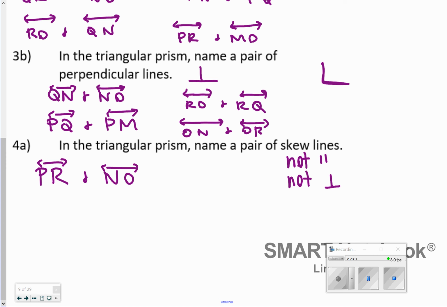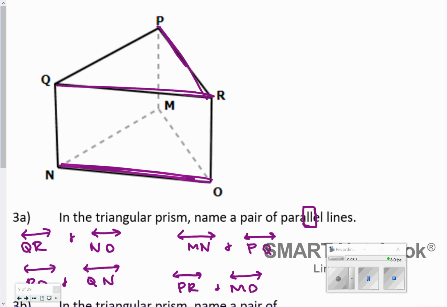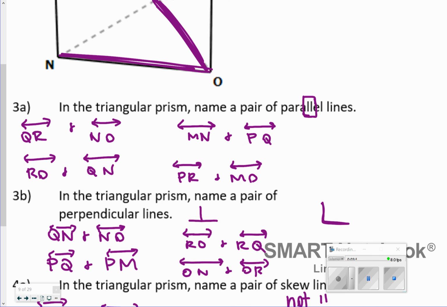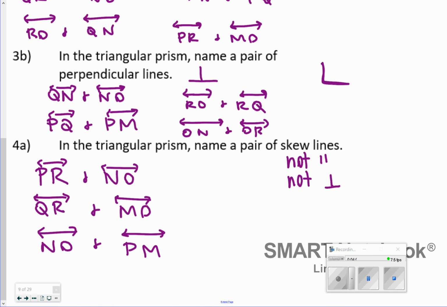Another one we could have, QR and MO. Here is QR and here is MO. Again, not touching in two different playing fields. Parallel though to our previous skew lines. Another option, we could have NO and PM. Again, here is NO in the front, and then PM is here in the back. So again, not parallel or perpendicular. Okay, you might have had a different set than me. Just make sure that they're not parallel and not perpendicular as well.